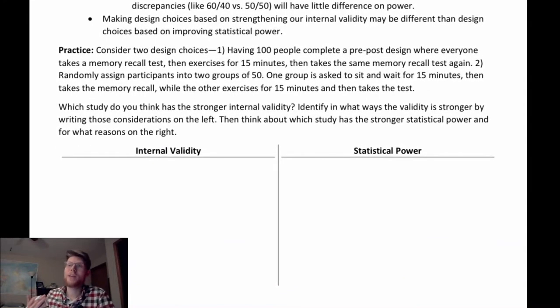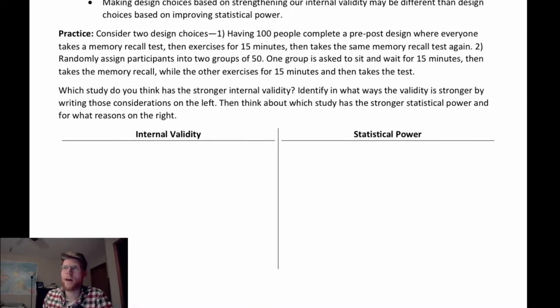Okay, so with these ideas in mind, let's directly compare these two things. Here we have two different study designs to answer the same question but with two different options. Let's talk about which design has better internal validity and which design has better statistical power and why. The first option, we'll call this study 1, we have 100 people complete a pre-post design where everyone takes a memory recall test, exercises for 15 minutes, then takes the same memory recall test.